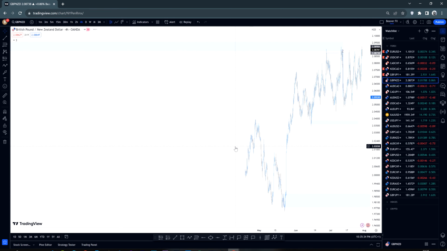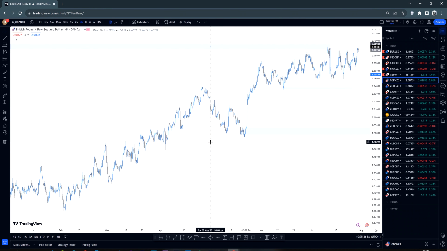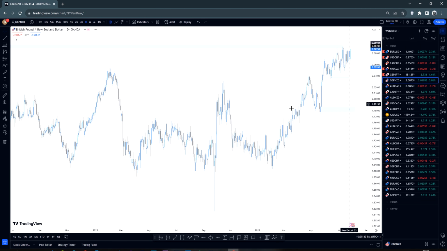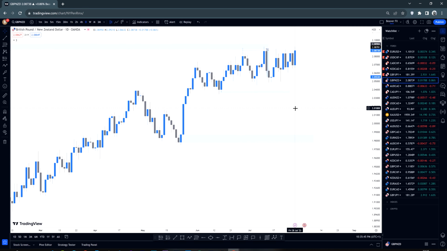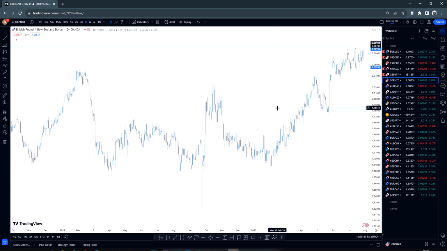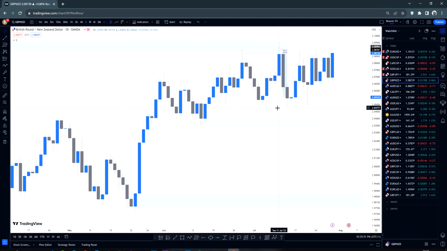GBP NZD, let's see what we have here. So yeah, I've marked some zones previously. I think this was marked on the daily time frame. Let's see the daily time frame. Now it just depends on where you are in the market. You need to know the proper time frame to use. Also, you don't want to take trades on the higher time frame if you're not a swing or a position trader. That's probably for swing and position.